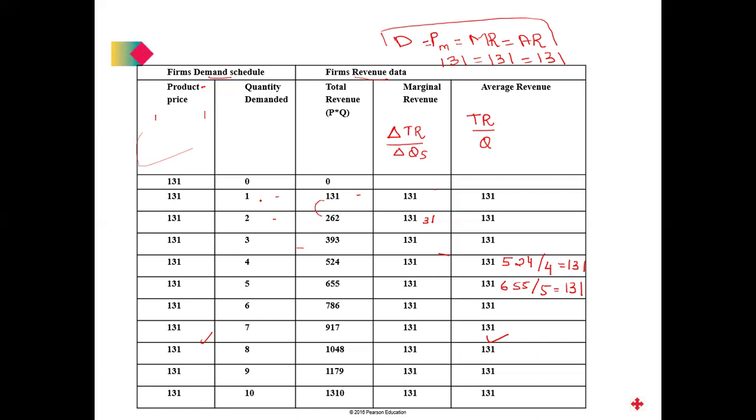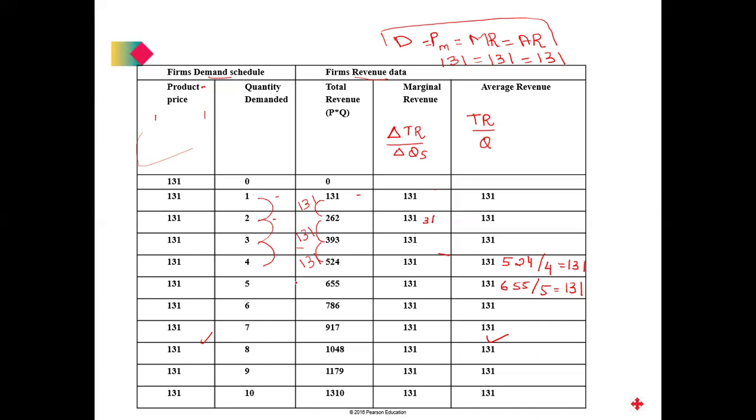The next thing that we are going to notice is that total revenue is increasing by a constant amount. For example, when quantity demanded increases by 1, from 1 to 2, total revenue also increases by 131. When quantity demanded increases from 2 to 3, total revenue increases by 131. When quantity demanded increases from 3 to 4, you can see that the change in total revenue is 131. So it means that total revenue is increasing by a constant amount. When you sell an additional unit, you are selling it at a price of 131, so you are adding 131 to your total revenue.